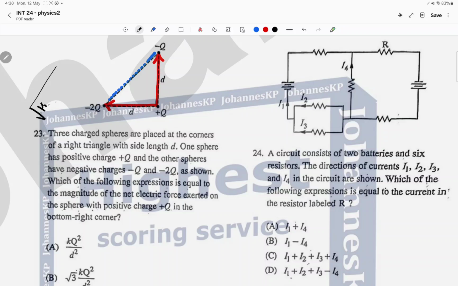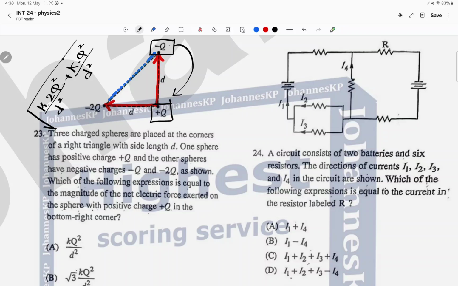So K negative 2Q times Q, but there's an absolute value, it doesn't matter. So 2Q squared over D. How far is negative 2Q from Q? It's D, right? So just D squared. Plus K. Let's not find this guy, because we're looking to find the force on the plus charge, right? So it's Q and Q. So that's Q squared over D squared.